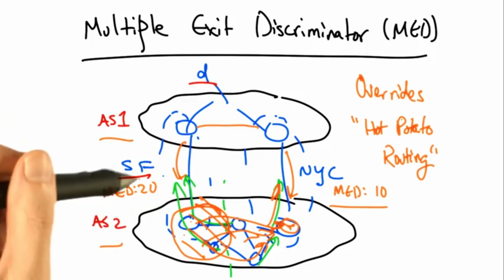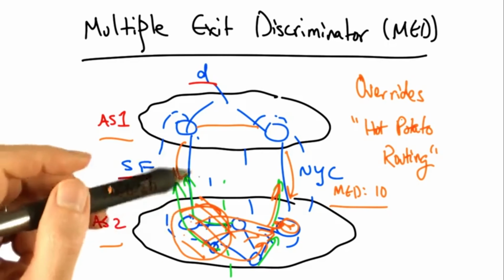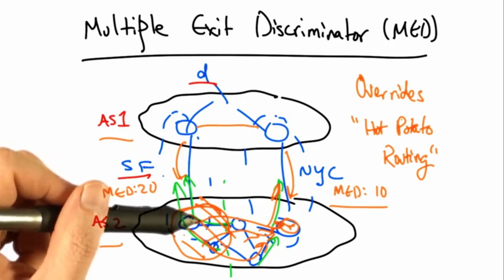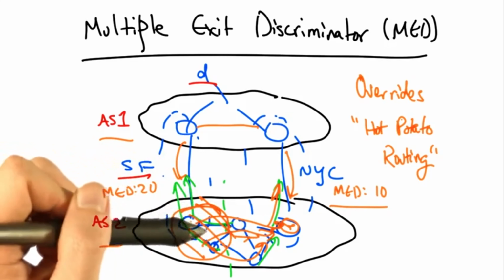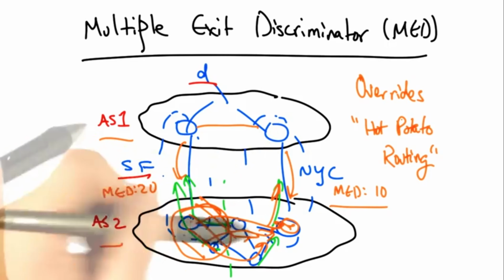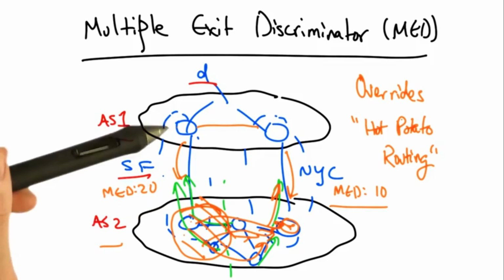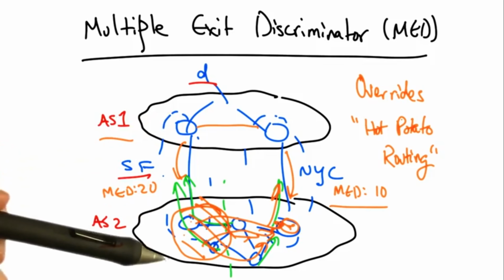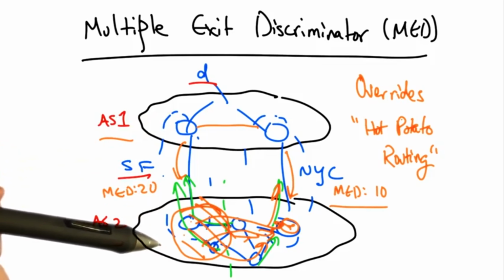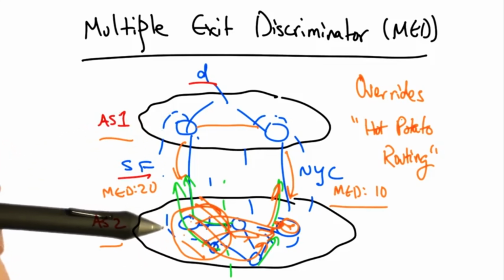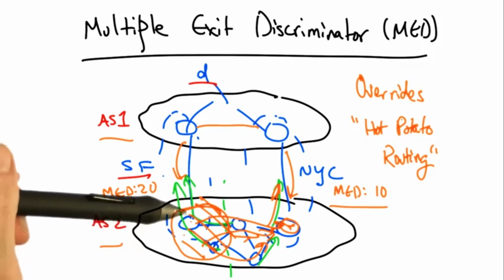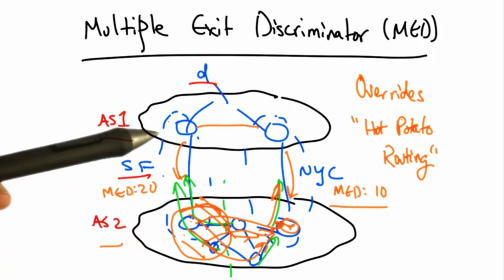So effectively, MED allows AS1 to say, yes, I will connect or peer with you, but it is your job to carry the traffic long distances across the country. This mechanism is sometimes used when a transit provider peers with a content provider, and the transit provider doesn't want the content provider essentially getting free transit through the neighboring AS.